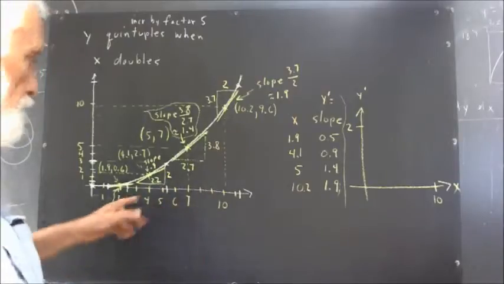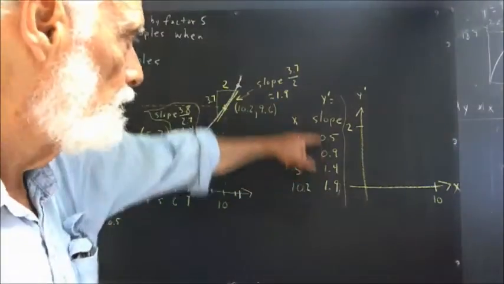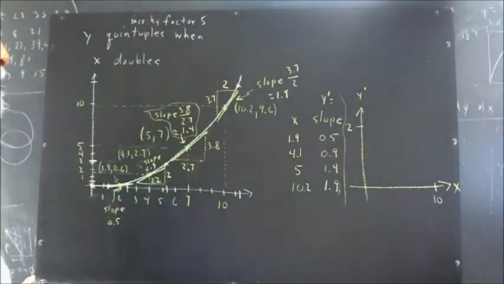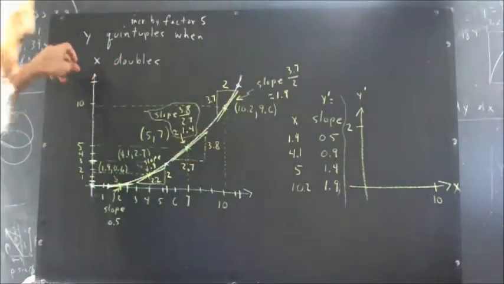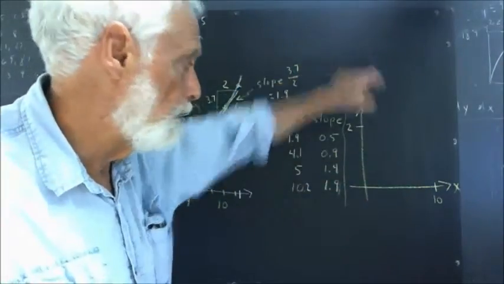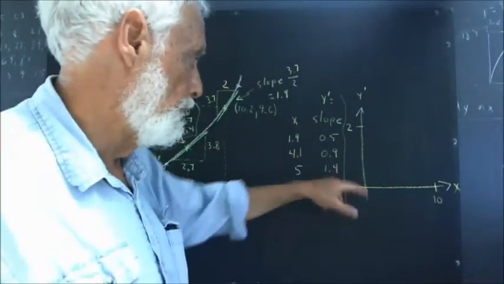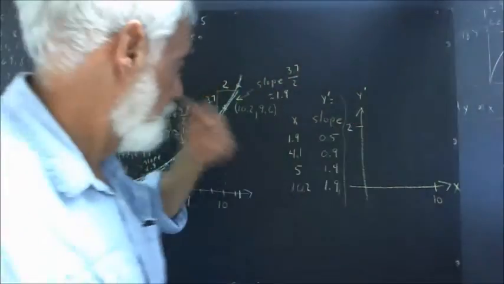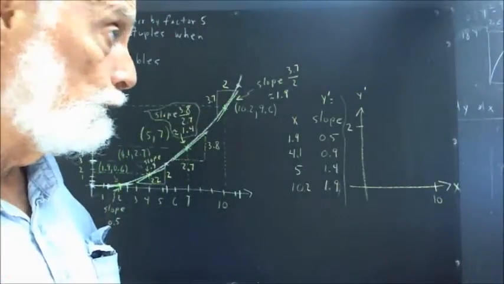We now tally the x-coordinates of the points that we chose and the slopes that we calculated at each of the respective points. And we're going to call the slope, we can't call it y because we're calling this y. So we're going to call this y'. X is still x, and now we've got y'. And the values of the slope y' go from 0.5 to 1.9, so we'll mark that axis off with a scale of 2 here, and a scale of 10 on the x-axis because the greatest x value is 10.2.